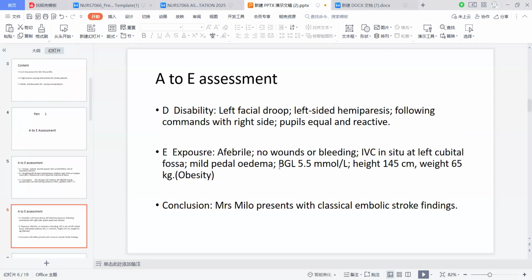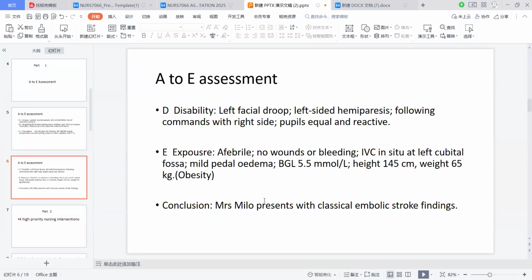And for her exposure, she is afebrile with no wounds or bleeding. She also has an intravenous cannula at her left cubital fossa and mild pedal edema. The BGL is normal, and height and weight give the BMI. She is a little bit obese. So in conclusion, Mrs. Mayo presents with classical embolic stroke findings: reduced consciousness, left-sided weakness, and dysrhythmias, with secondary cardiovascular instability, mainly because she has AF.